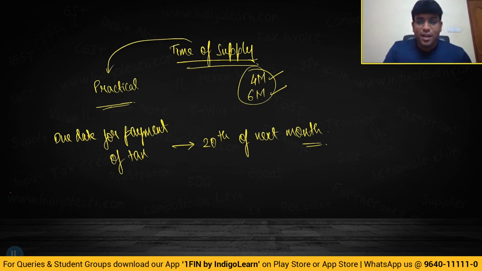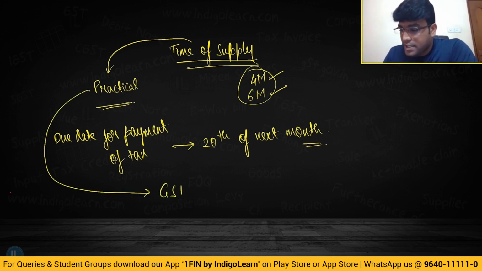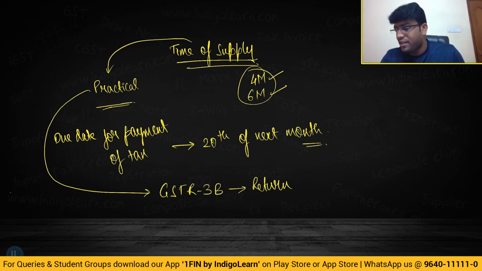Yeah? Come on. So now, when we say 20th of next month, guys, practically what we do is, we have got one form called GSTR 3B. People always say this is a return, but I say it's a return cum payment.